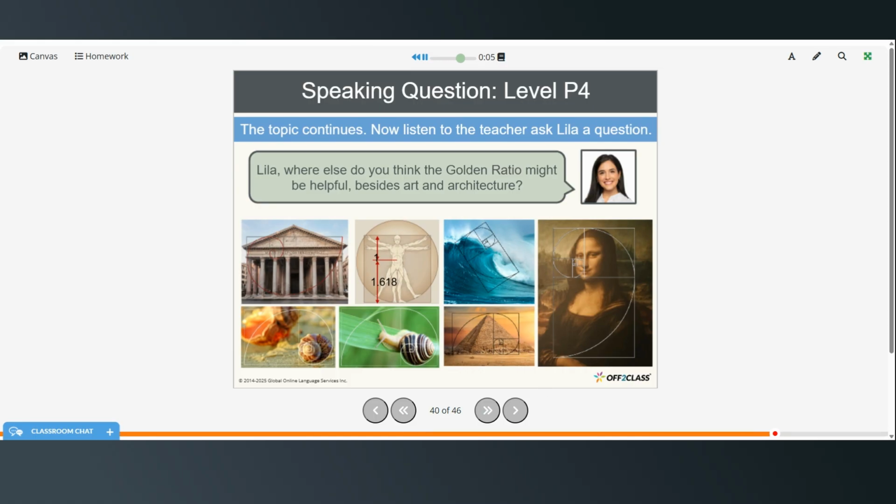Leela, where else do you think the golden ratio might be helpful besides art or architecture?